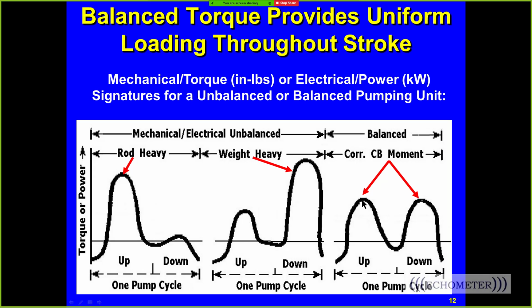What happens when you look at this is that, since these two peaks are the same height, there is the minimum speed change during this cyclic up and down loading. Here, the speed change is a lot more when you have to do a lot of work, in this case lifting the weights rather than lifting the rods, and we see a much slower speed and much more thermal loading on the electric motor.